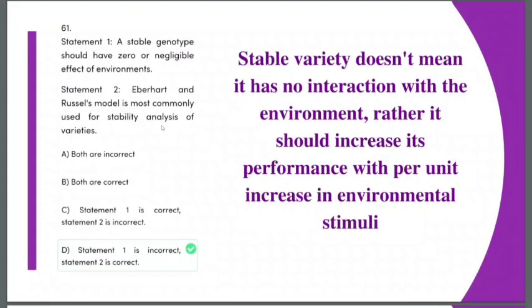61 is statement 1: a stable genotype should have zero or negligible effect of environment. Second statement: Eberhart and Russell's model is most commonly used for stability analysis of the variety. So statement first is incorrect and statement second is correct. Actually, the stable variety doesn't mean that it has no interaction with the environment. In stable variety, we assume that it should increase the percentage of performance per unit performance with the increase in the environment stimuli.